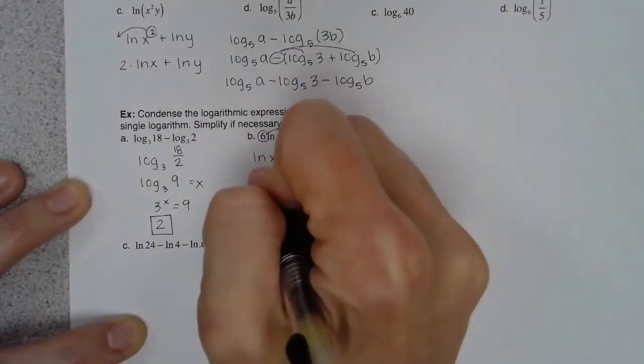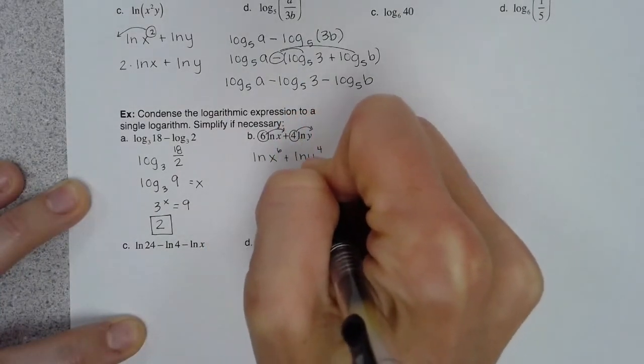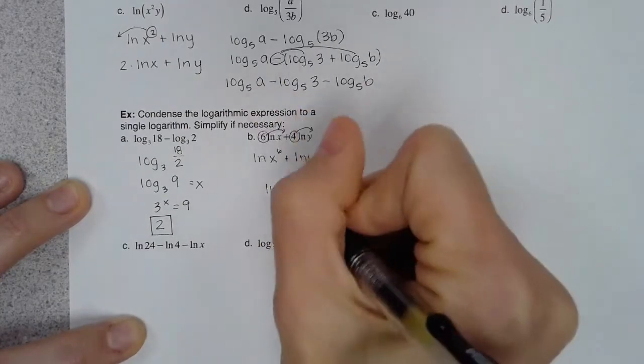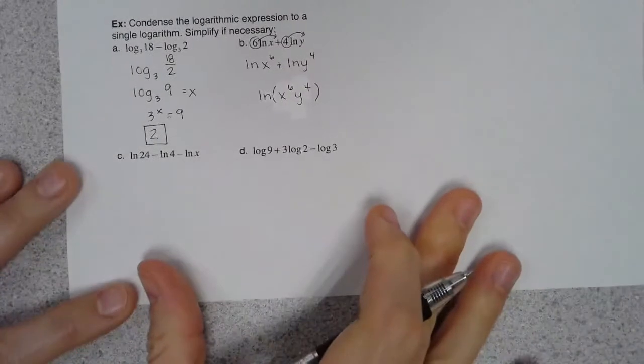And so for this one, my answer is going to be the natural log of x to the 6th, y to the 4th written out as a product. And sometimes you'll see that with parentheses around it, so it's okay to include those there as well.